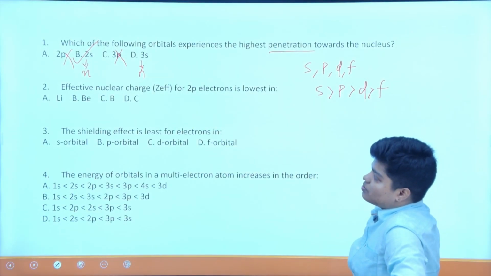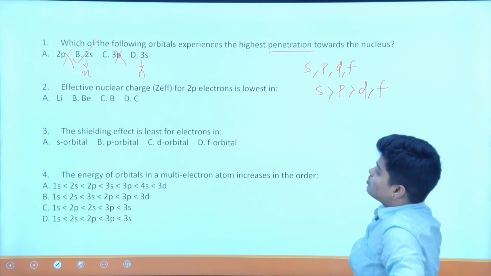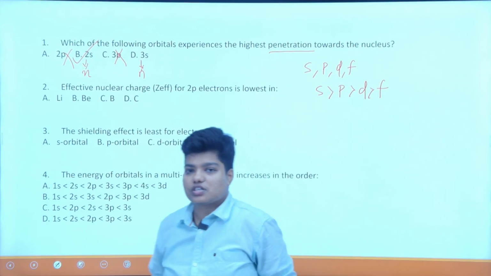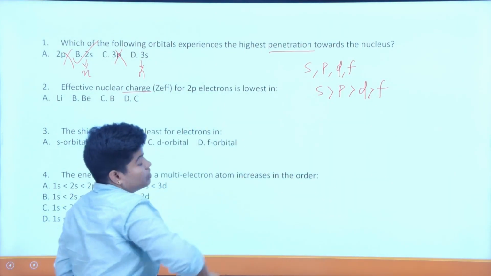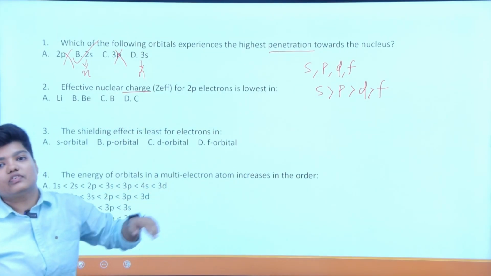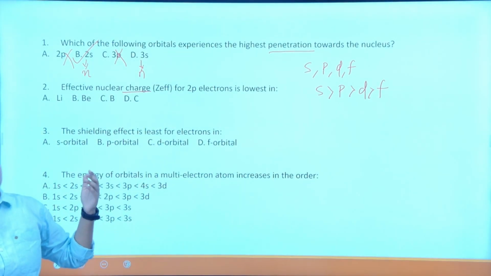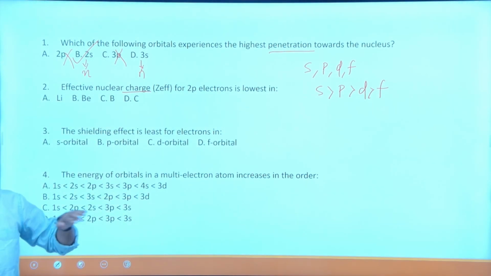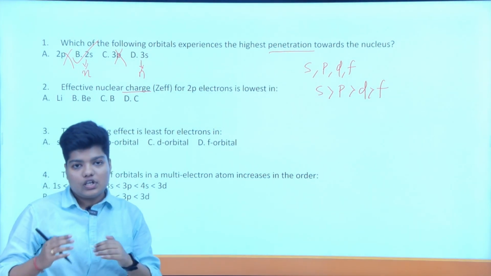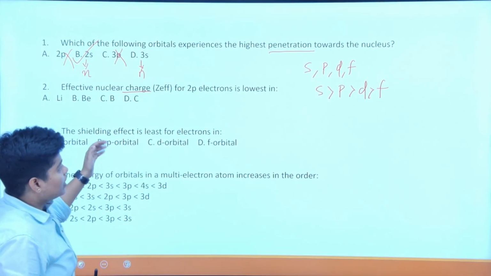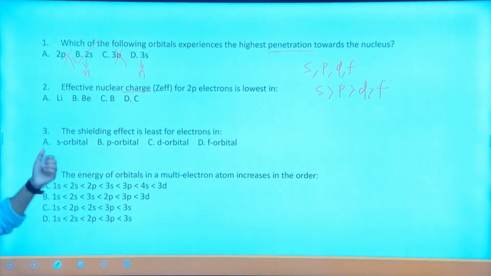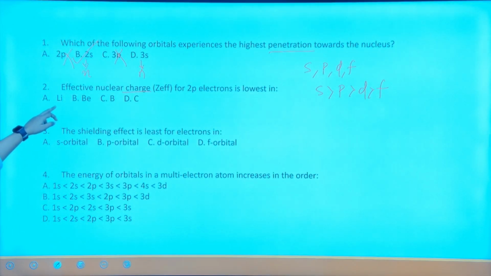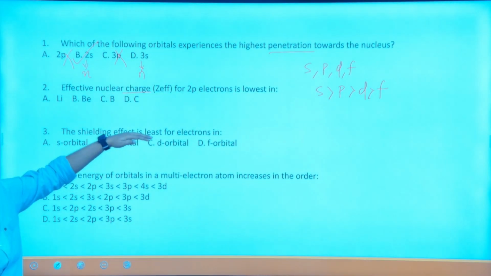Now the second question is, effective nuclear charge for 2p electrons is lowest. Now what is effective nuclear charge? Effective nuclear charge means the net effect of the nucleus on the valence shell electron. As the general trend, we know the effective nuclear charge increases along the period from left to right. Why? Because going from left to right, one extra electron is added to the same shell. Okay, lithium, then beryllium, boron, carbon. They are in the second period, and along the period it goes on increasing.